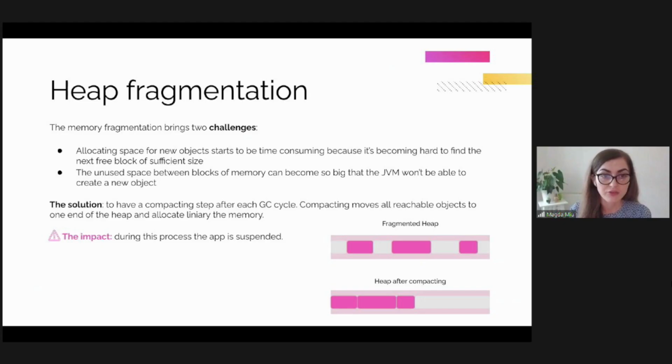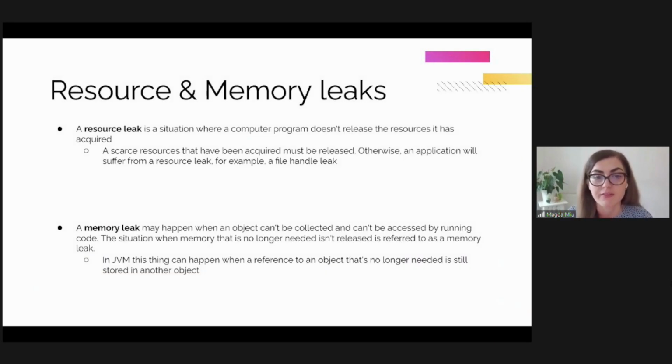Now, the solution here is a mechanism called compacting. Compacting moves all the reachable objects, I mean all the allocated memory, to one end of the memory and allocates it there in a linear way. And the other part of the heap is free to be used. When this compacting is happening, the app is suspended because it takes some time. And again, the performance and the experience of the user is affected.